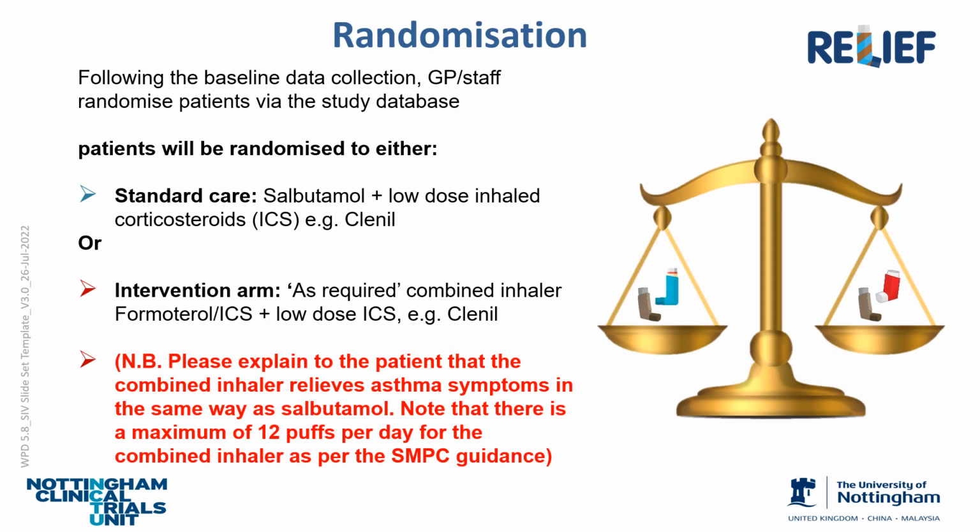Randomisation. Following the baseline data collection, the GP or a member of the site staff will randomise patients via the same study database. Patients will be randomised to either standard care, which is salbutamol plus low-dose inhaled corticosteroid inhaler, such as Clenil, or the interventional, which is as required combined inhaler containing formoterol and ICS, plus a low-dose inhaled corticosteroid inhaler again, such as Clenil.